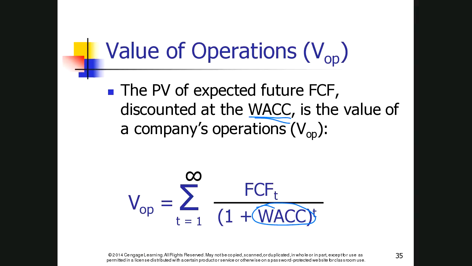Basically, here the WACC, the weighted average cost of capital, is used to discount the free cash flow, so that we can eventually arrive at the value of operations. So what's the rationale? Again, the idea of evaluating anything is the sum of the present value of the cash flow that it can generate.